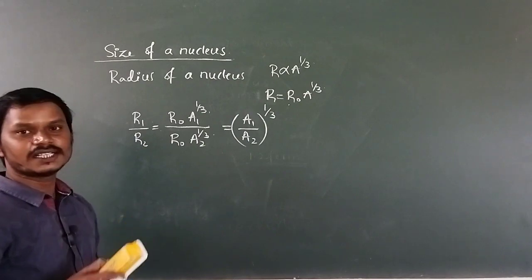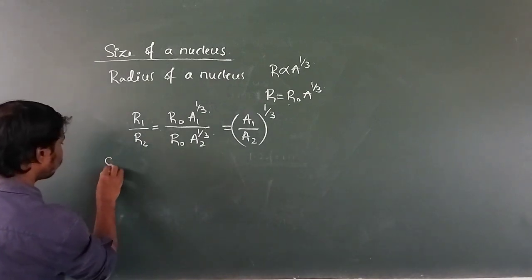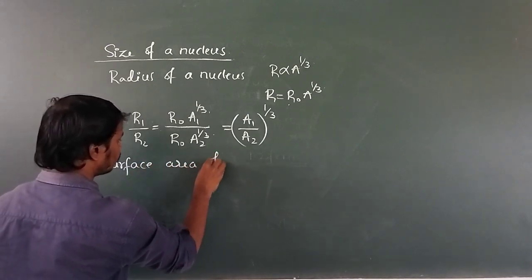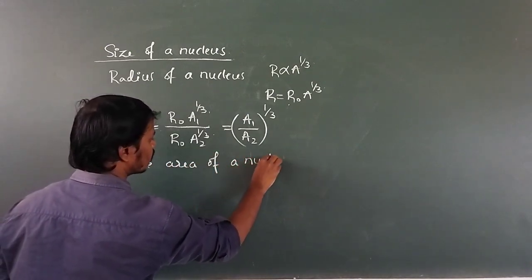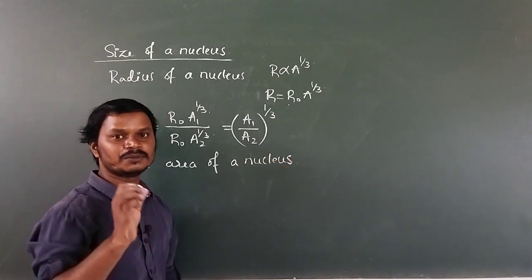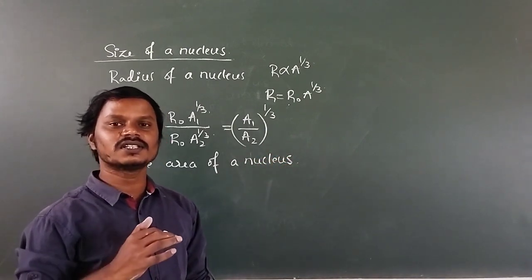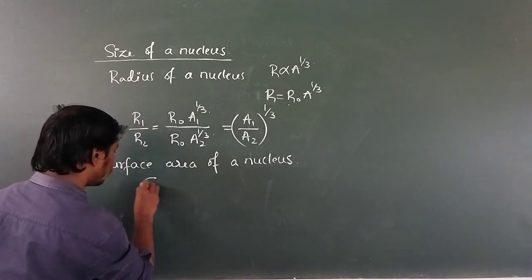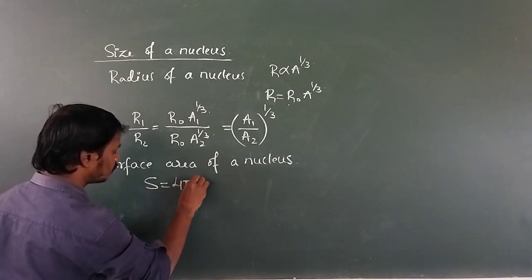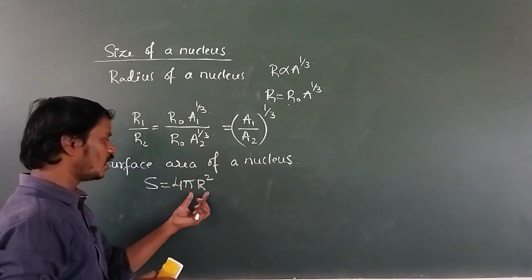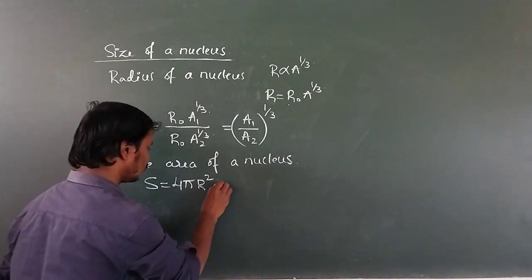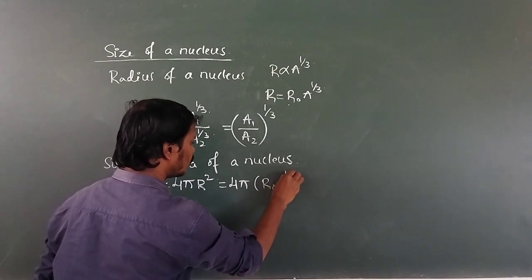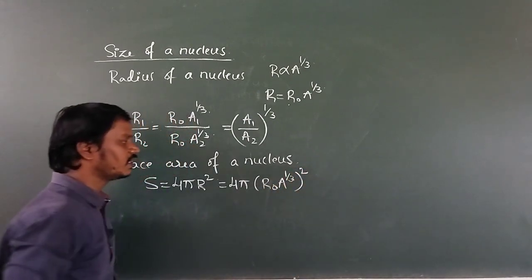Next one, surface area of a nucleus. Here, the nucleus is assumed to be spherical in shape. Then what is the formula for surface area of the sphere? That is 4 pi r square. S is equal to 4 pi r square. Then what is R? R is nothing but the radius of the nucleus. Then we can write 4 pi into R0 into A raised to 1 by 3, whole square.